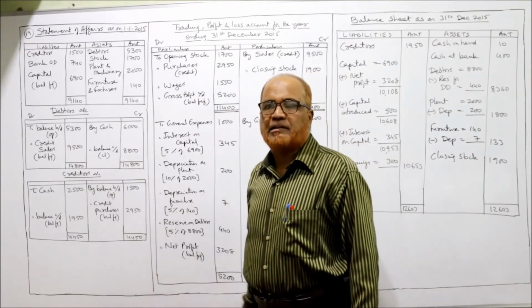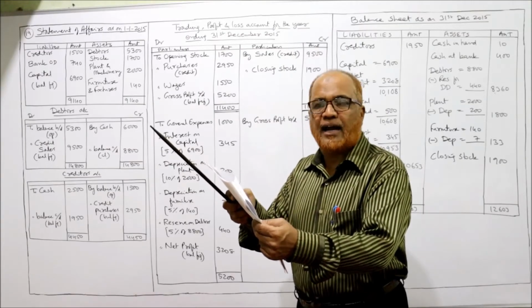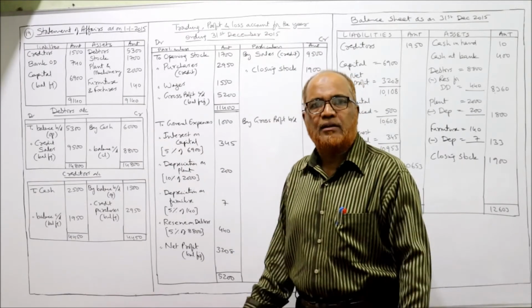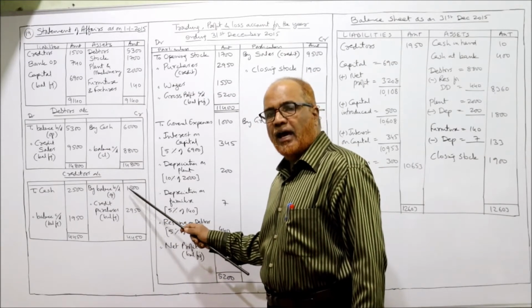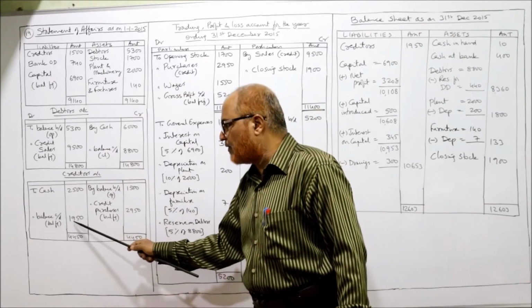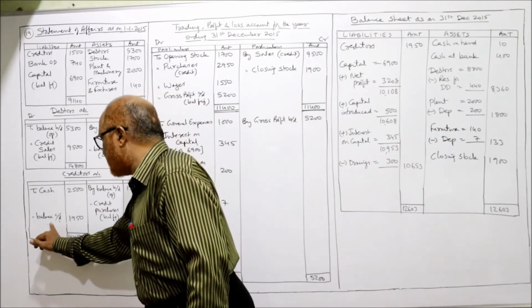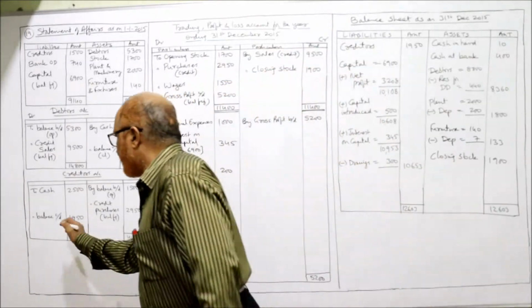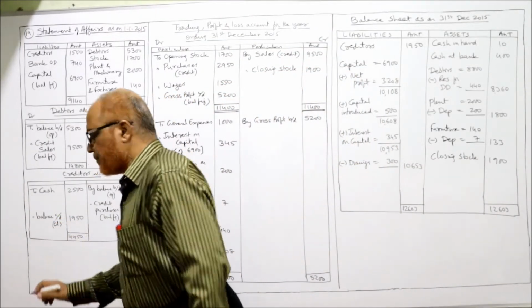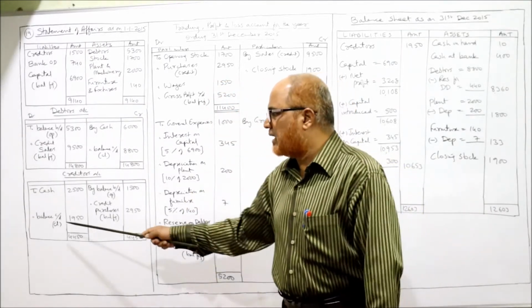Similar calculation for creditors. Beginning of the year creditors are 1,500. End of the year 1,950. So first of all, by balance brought down, opening 1,500. And closing, to balance carried down 1,950. This is the closing value, not the balancing figure. So opening balance on the credit side, closing balance on the debit side.